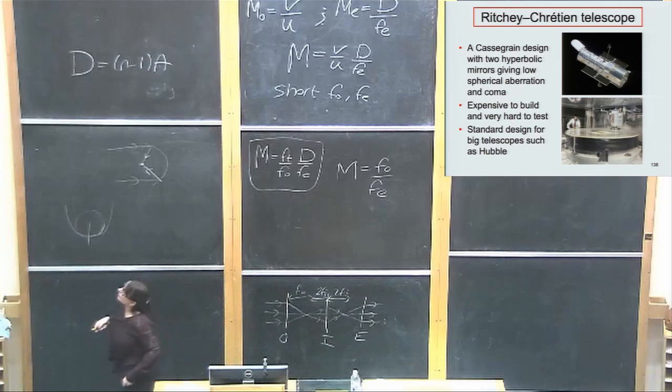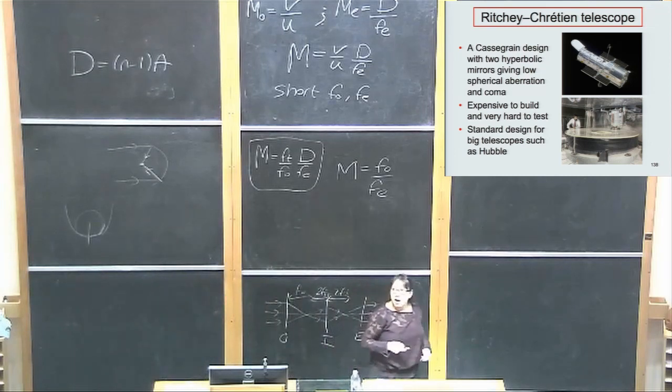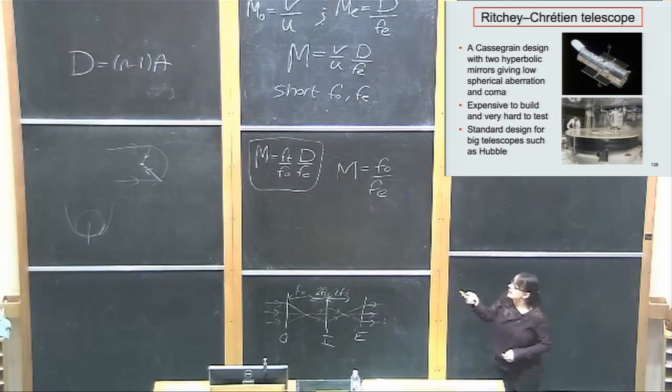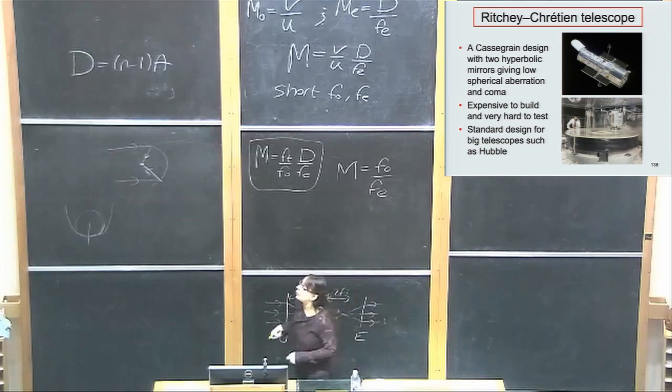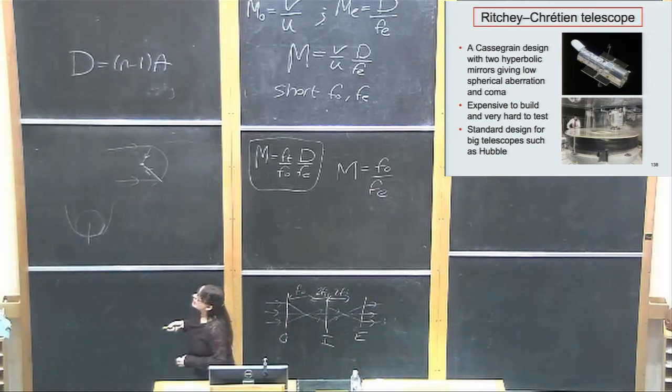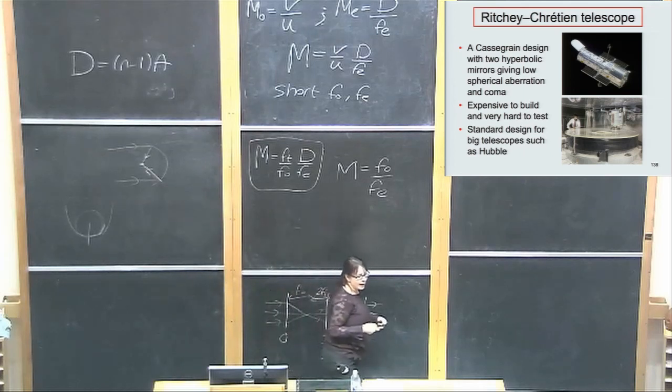If you really are serious though, and you want to get the best telescope you can, you would use a Ritchey-Chrétien telescope. This is a Cassegrain design as well, but it's got hyperbolic mirrors. That gives you the best compromise between spherical aberration and coma. Hubble is this sort of design. Hyperbolic mirrors, in the days when Hubble was built and put into space in the 1990s, were very difficult to make, and also quite difficult to test.